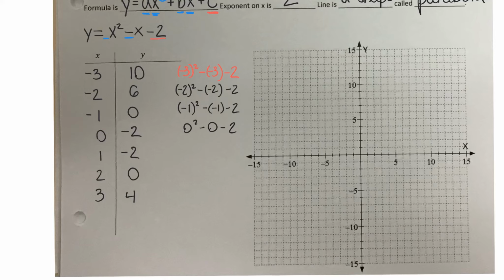Did I do that right? 3 squared is 9. I didn't do that right. Yeah, 9 minus 3 is 6. 6 minus 2 is 4. Okay, now we're going to go graph these things.